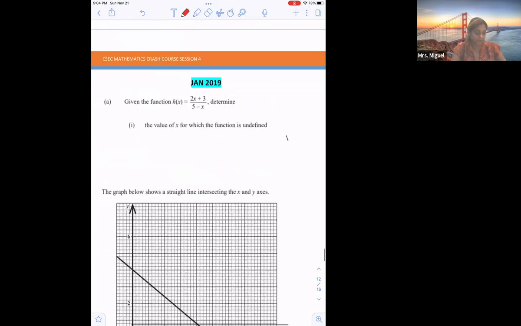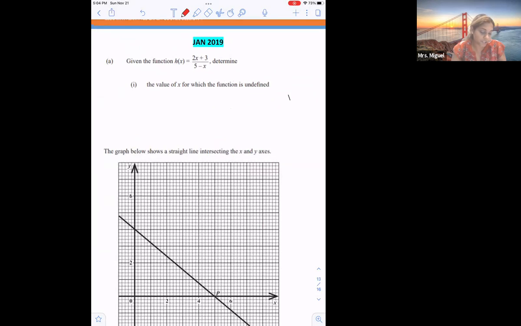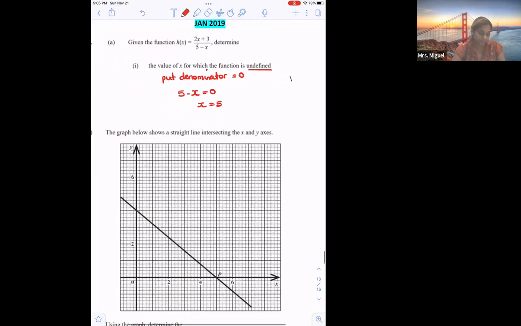So let's get going. The function is defined, and we want the value of x for which it is undefined. So we simply put the denominator equal to 0. So 5 minus x is equal to 0. x is equal to 5. So it is undefined, meaning that it does not exist when x is 5, because 5 minus 5 is 0 and we cannot divide by 0.